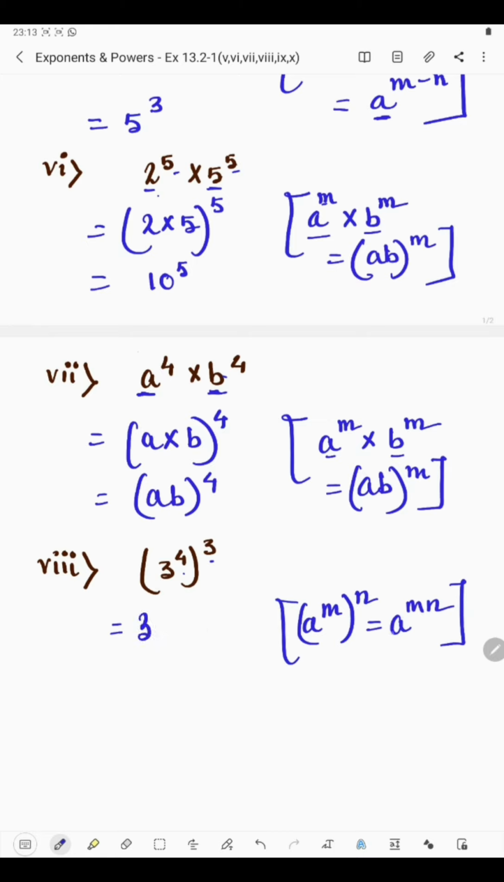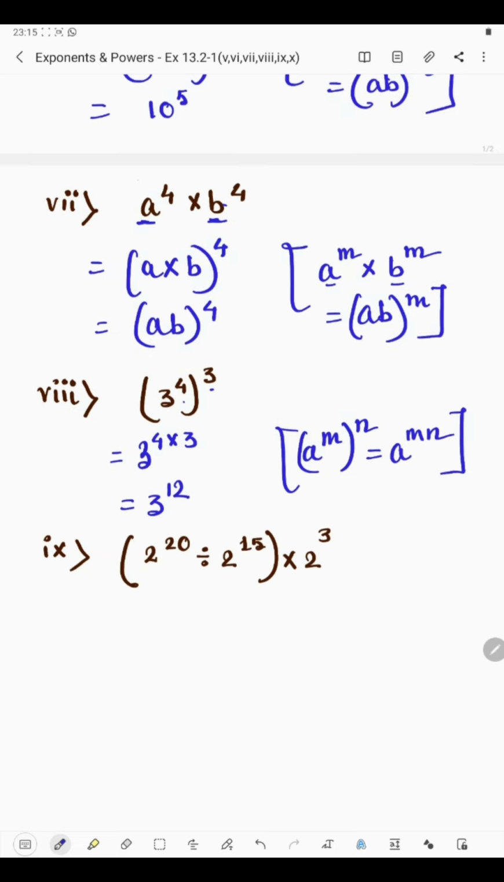Similarly, we will write the base at first and then we will multiply the power. So 4 multiplied by 3. So here answer will be 3 raised to the power 12. Okay, now coming to 9th part. Now in the 9th part we have 2 raised to the power 20 divided by 2 raised to the power 15, and this is in the bracket. And then we have multiply sign, 2 raised to the power 3.